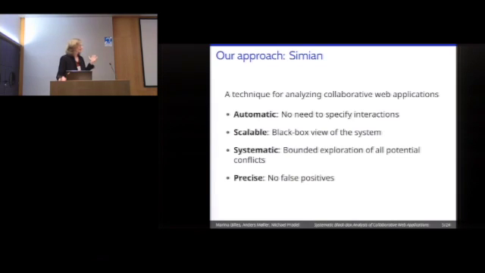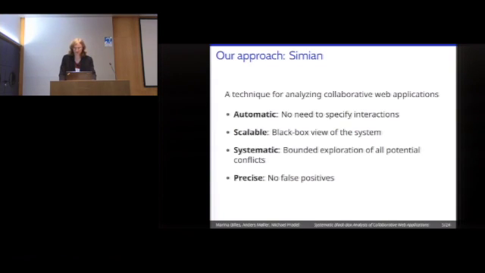So we present our approach that is called Simian, and it's the technique for analyzing these collaborative web applications that is automatic. So the user doesn't need to specify the complex interactions between several clients themselves. It is scalable because it treats the entire system component, the server component, as a black box. And it is systematic because it does a bounded exploration of all potential conflicts. And it is precise, so we don't report any false positives.